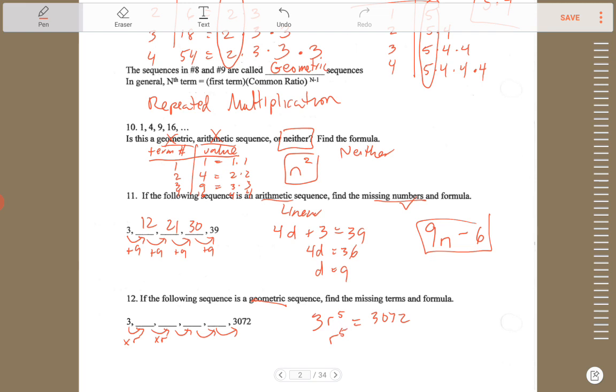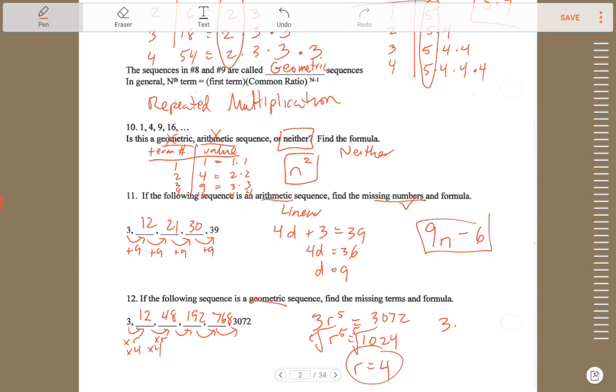Solving for r, r to the 5th is 3072 divided by 3, which is 1024. Take the 5th root of both sides. Remember, because it's an odd root, it is just the positive number. The 5th root of 1024 is just 4. That's our common ratio. So we multiply by 4 every time. If we multiply by 4, we get 3 times 4, 12, 48, 192, and 768.